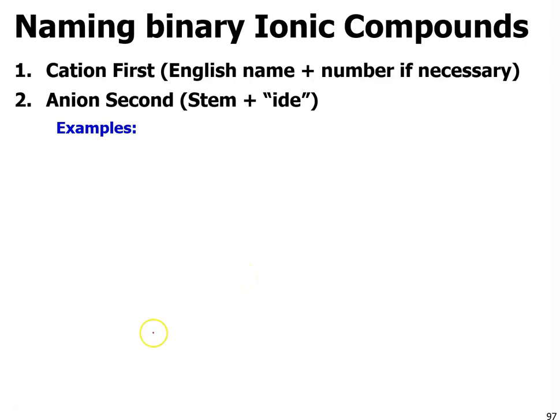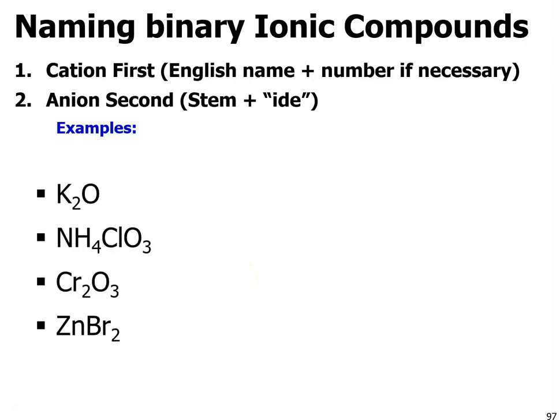So here's some examples of this naming system. We would have potassium oxide. So we have potassium as the full name. We don't need a number. The number isn't related to how many potassium are found here. It's related to if there are more than one charge state for that potassium. But potassium's in that first column of the periodic table, so it's only +1. There's only one option here.